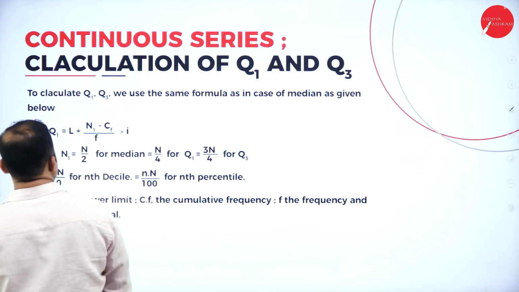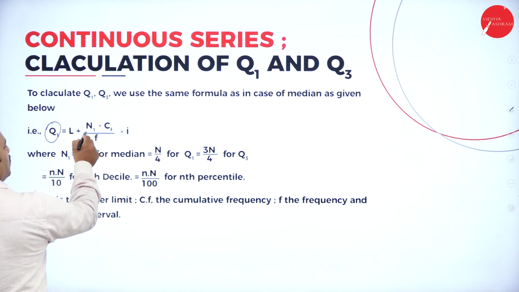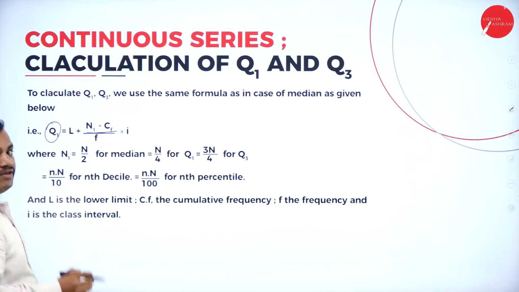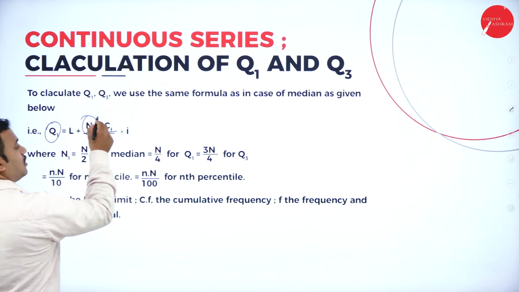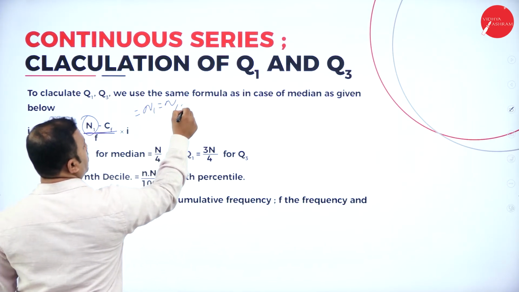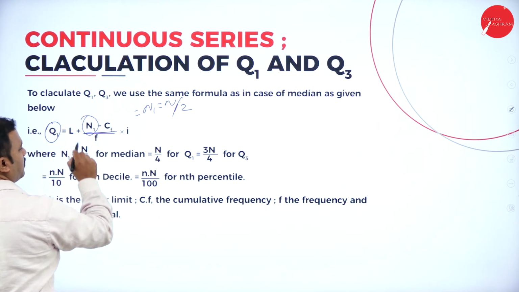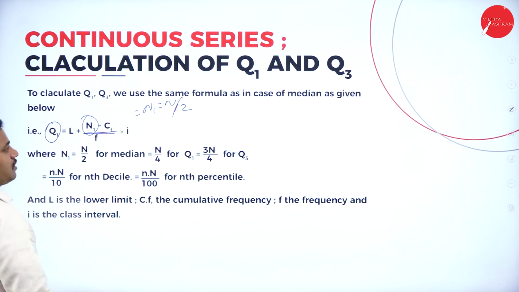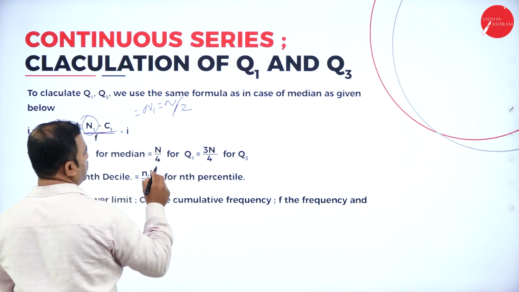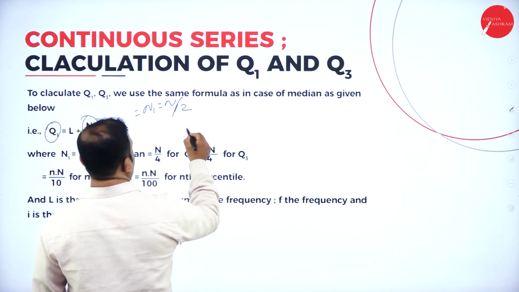For the continuous series, that is quartile, Q1 is equal to L plus (N1 minus CF, that is cumulative frequency) divided by F into I. Already we have found the values of N1. What is the value of N1? N1 is equal to N by 2, which is the median. Now, CF, cumulative frequency, is to be obtained. What is the cumulative frequency? The cumulative frequency is equal to 109. Please observe that the cumulative frequency from this is 109.